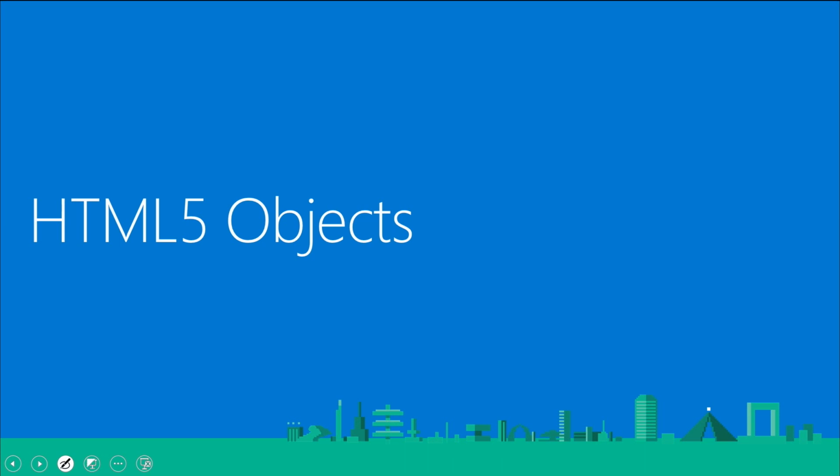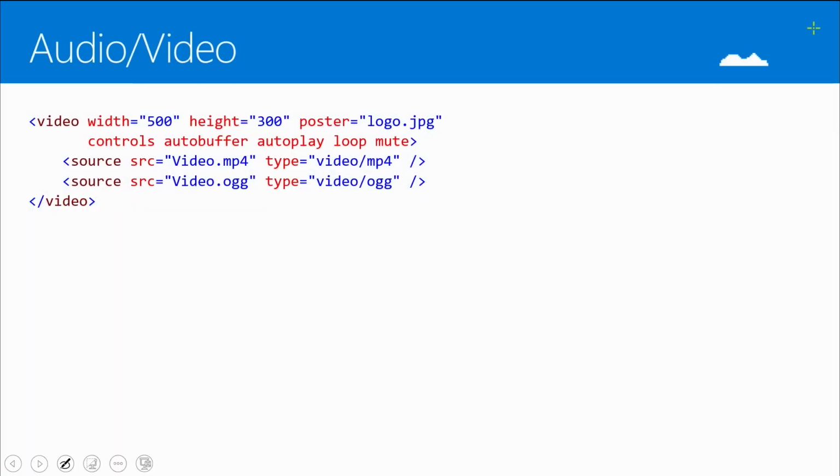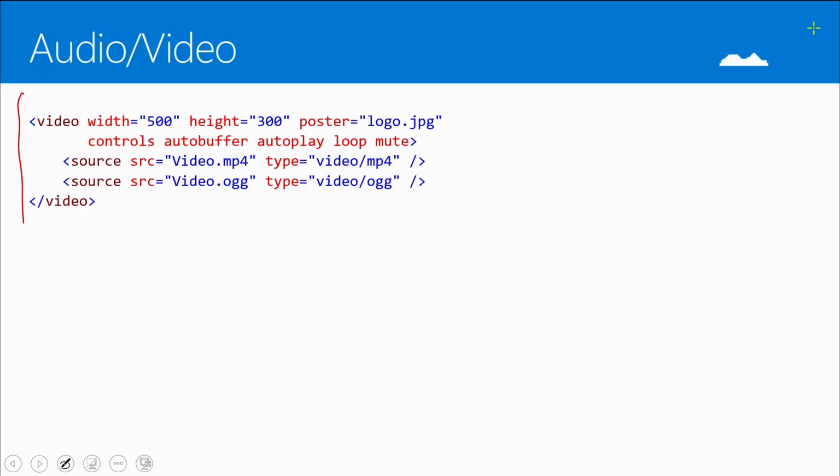Cool. So now let's talk a little bit about some HTML5 objects. HTML5 gives you the ability to send down media. Now, what you're going to notice here on this little slide is that I've listed off all of the various properties here. So you'll notice that we can have controls, auto buffer, auto play, we can tell it to loop, and we can also mute it.